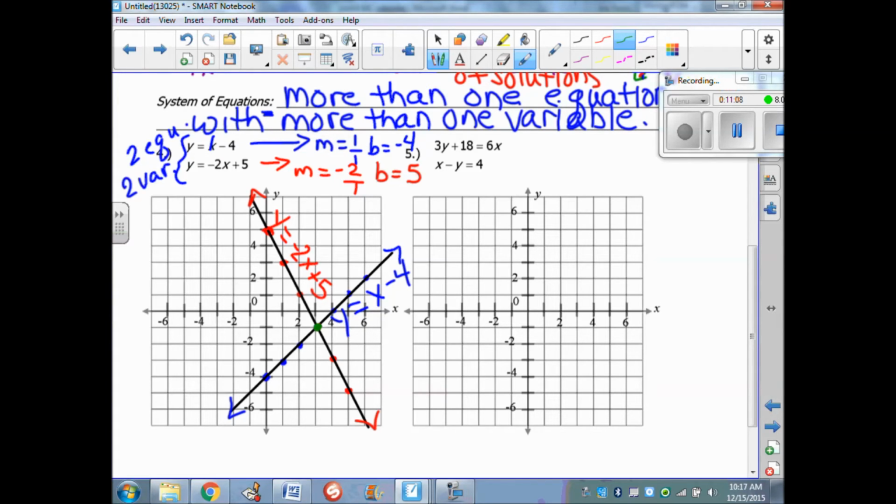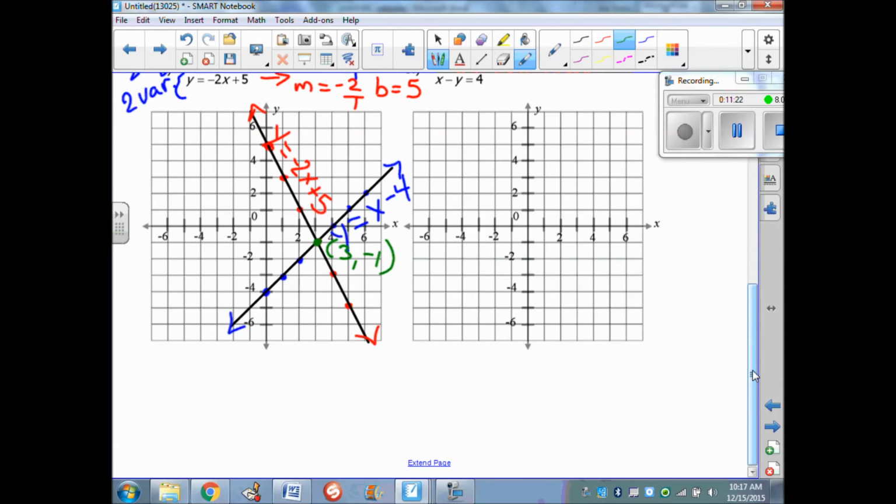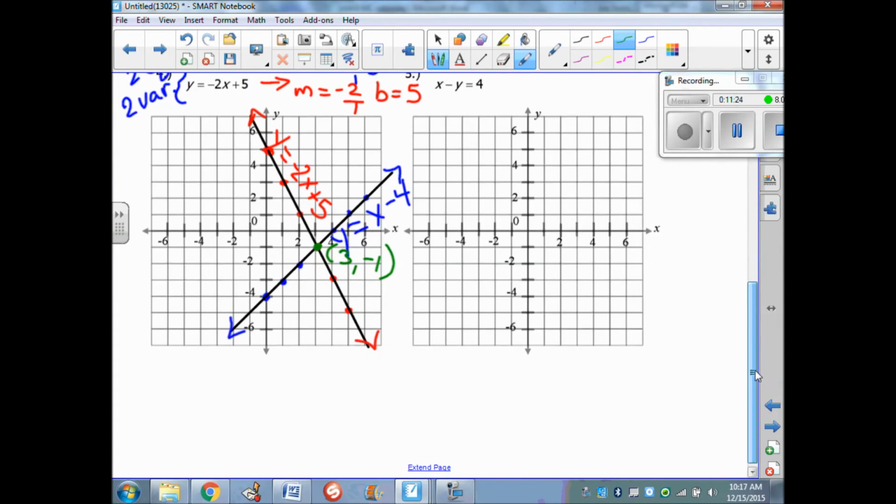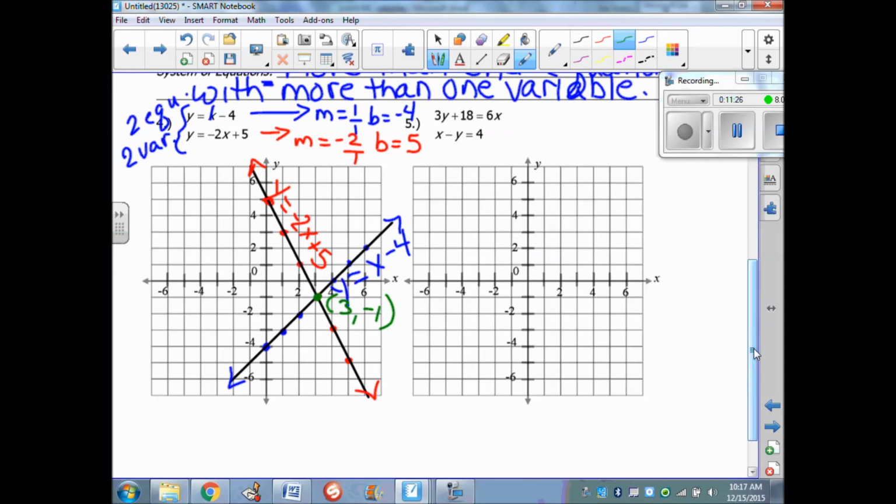So that point right there is 1, 2, 3, -1. And I'm going to label that point (3, -1), where they bumped into each other. That was not by chance, but that just happened. Okay. So let's check if (3, -1) is a solution, just like we did up in the beginning. Let's check where they bumped into each other.